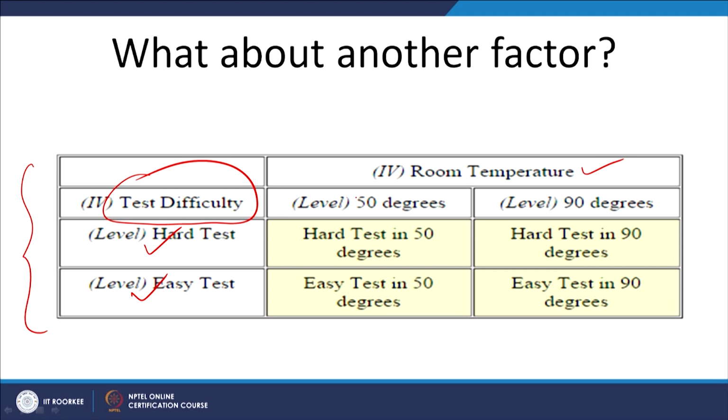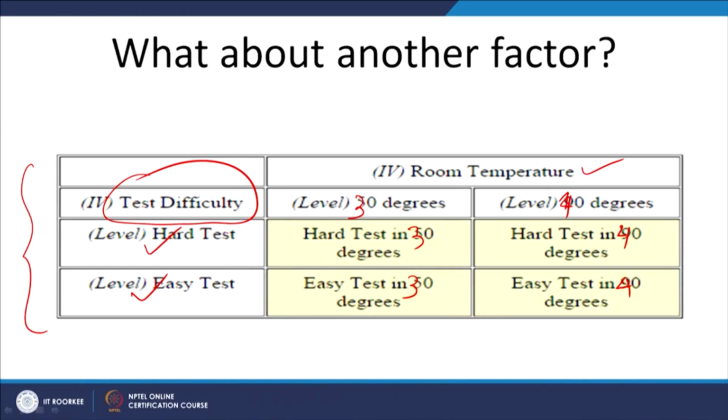Let us assume this is 30 degrees and this is, let us say, 40 degrees, and let us say there is no air conditioner in the room, right. So, a hard test in 30 degrees, hard test in 40 degrees, easy test in 30 degrees, easy test in 40 degrees. So, will the score that the student gets be the same had he taken only a hard test and room temperature is not taken, or only the room temperature is taken, then the level of test could have been anything. So, this will vary, right.